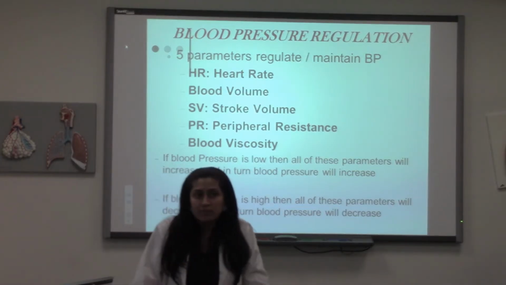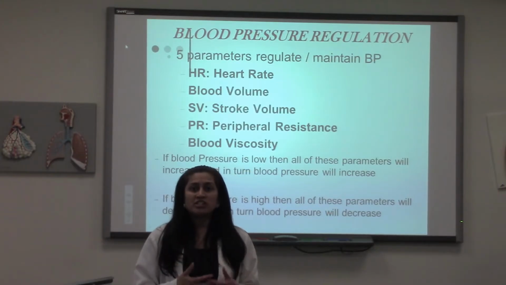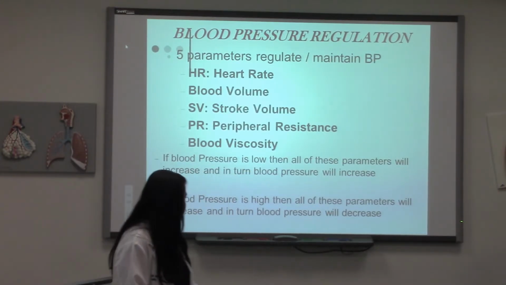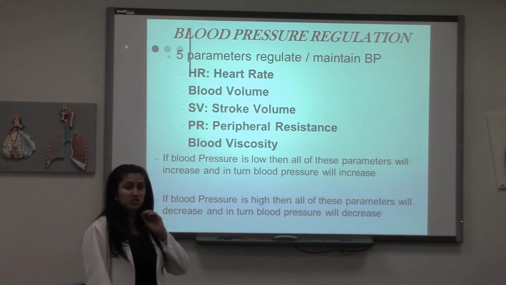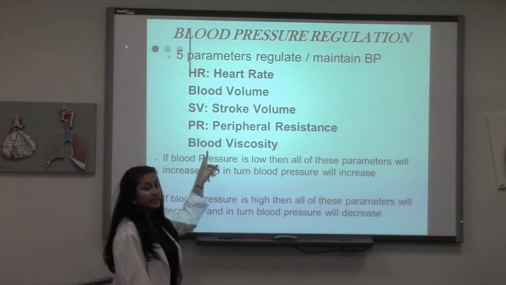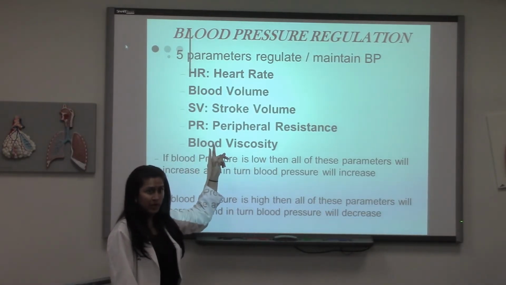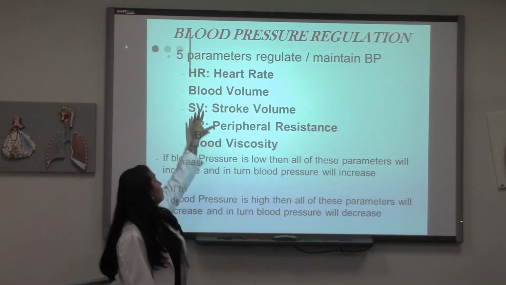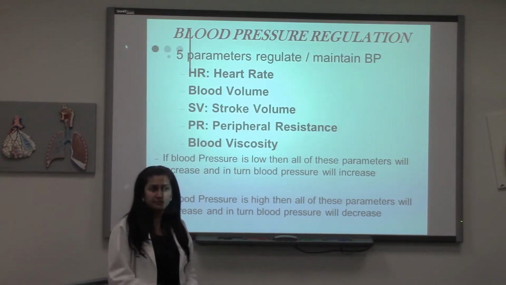What does blood viscosity mean? Thickness of the blood. Okay? So blood viscosity tells you the thickness of blood. If your blood pressure is low, all 5 of these will increase. Okay? If your blood pressure is high, all 5 of these will decrease. Good?